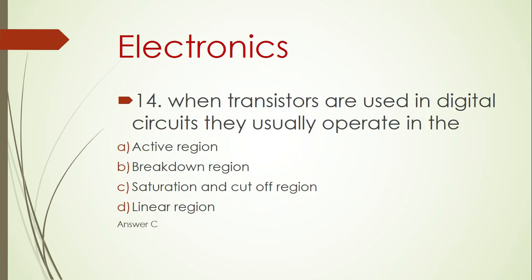When transistors are used in digital circuits, they usually operate in the active region, breakdown region, saturation and cutoff region, and D, linear region. Option C, saturation and cutoff region, is the correct answer.